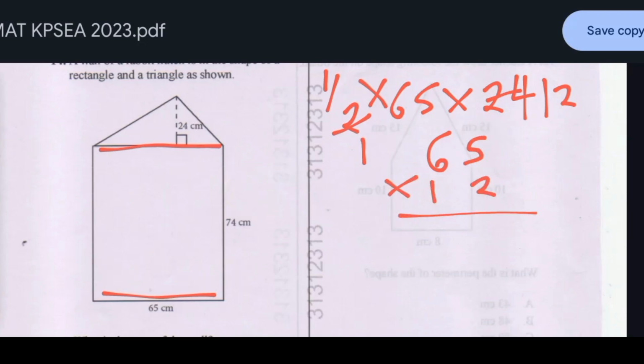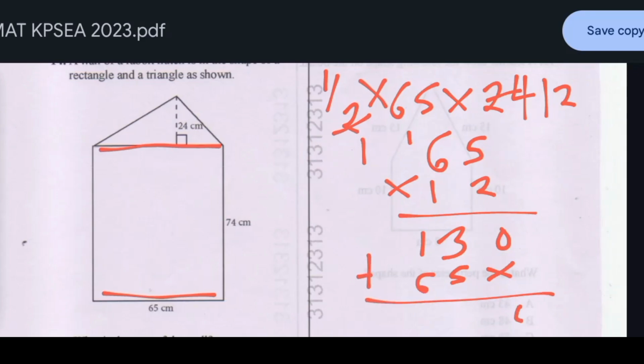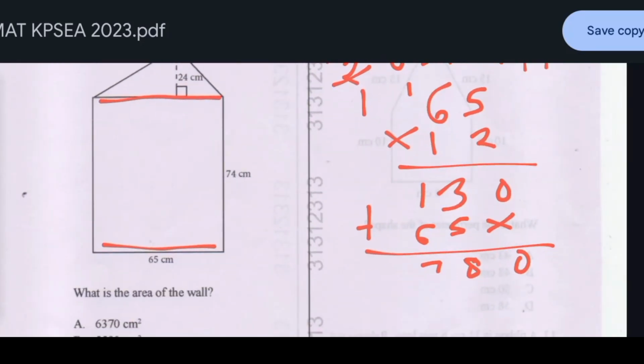We multiply 65 by 2. So 5 times 2 is 10. Carry the 1 there. 6 times 2 is 12. Add the 1, 13. Don't put any number there. 5 times 1 is 5. 6 times 1 is 6. Go ahead and add. So we have 0, 8, 7. 780 for the triangle. Let's do the area of the rectangle.